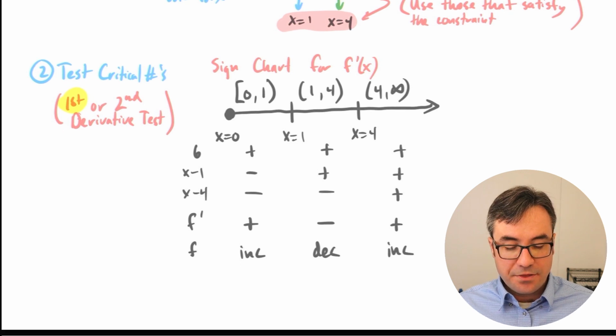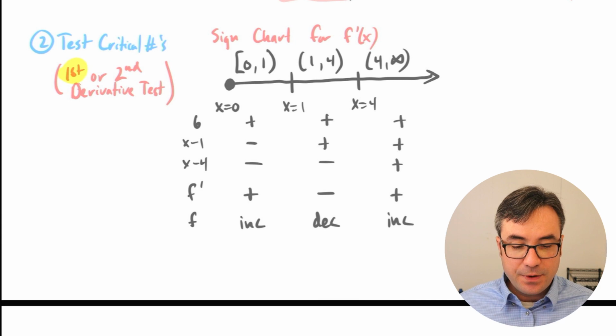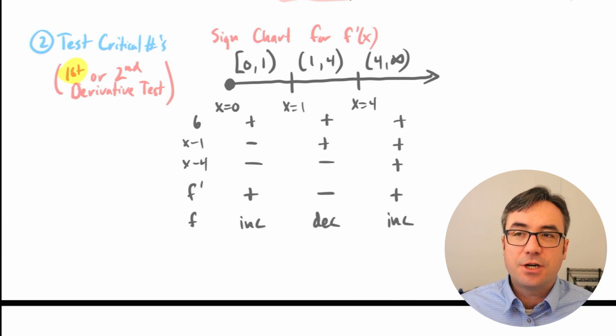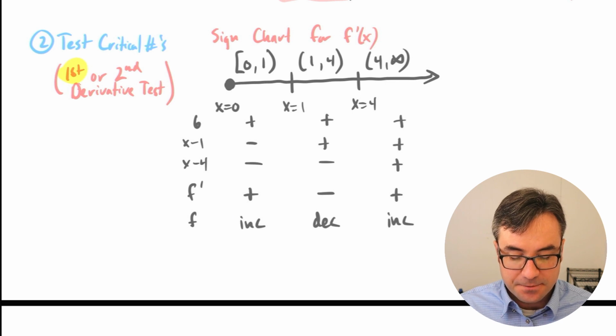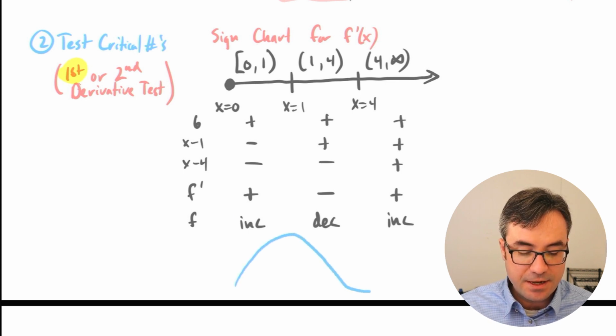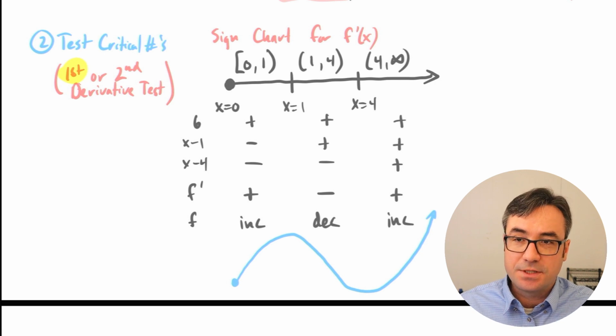And so with these intervals of increase-decrease, if we do a rough sketch of what our function is going to look like, it's going to be increasing, and then it's going to flatten out, and then decrease, and then flatten out, and then increase some more. And then we have an endpoint there at x equals 0.